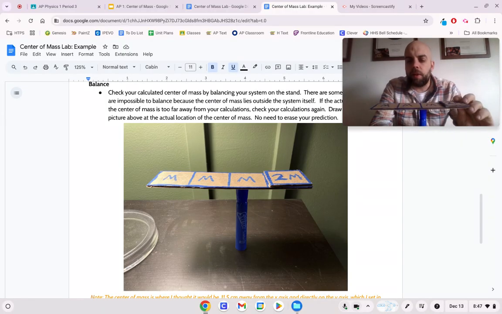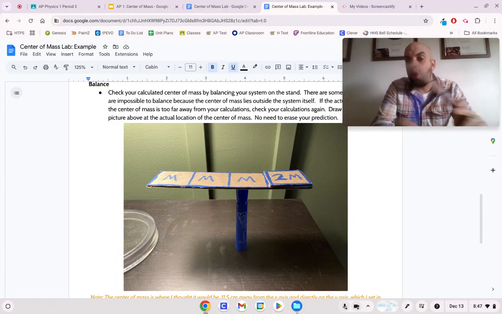If at this point I couldn't balance it where I thought the center of mass was, then this would be a great opportunity to go back and check the calculations. Because physics is telling you, wait, something's off. The exact spot where it balances should be the center of mass location.